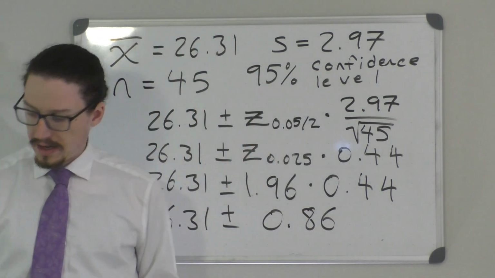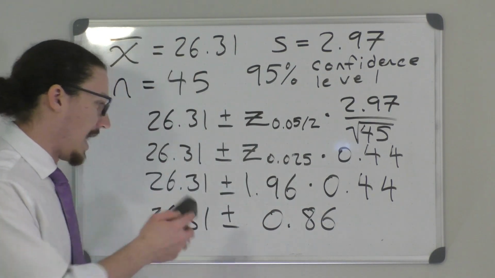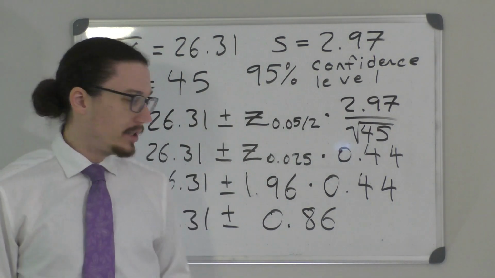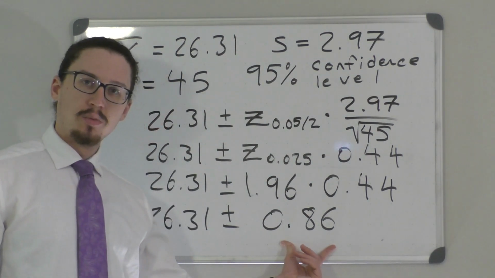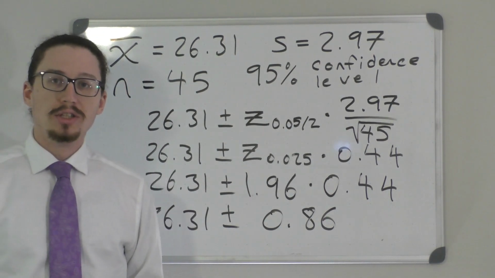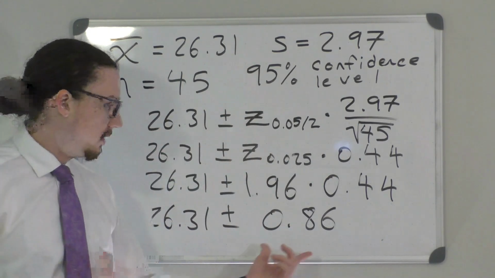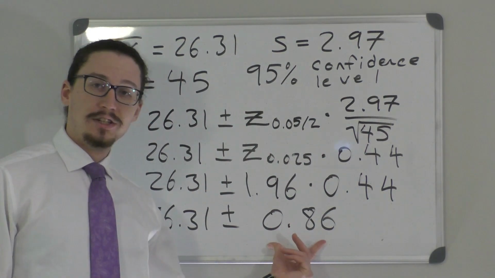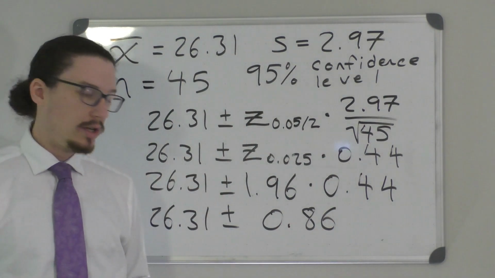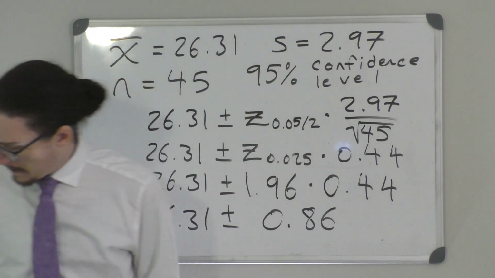And we're going to get 0.86. So the last thing for us to do is to add our margin of error. We're going to talk about this in more detail later, but this term, what we're adding and subtracting from the sample mean, is what we call the margin of error. So all we need to do now is subtract our margin of error from our sample mean to get our lower boundary and add it to the sample mean to get our upper boundary.